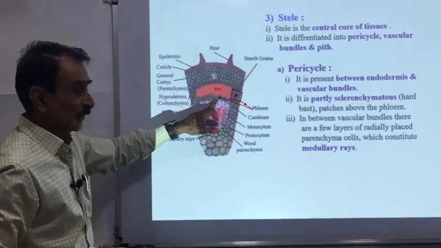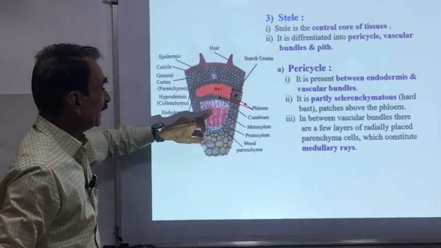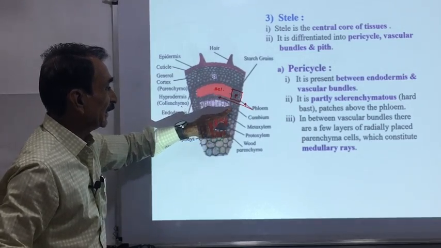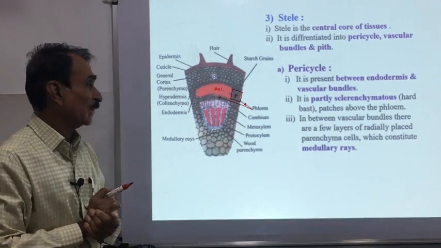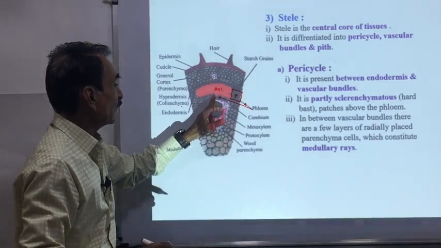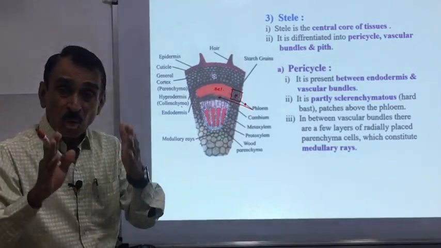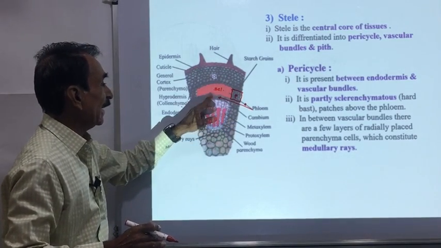Phloem is present at this place. Above the cambium, here this is a cambium. Between this xylem and phloem, there is a cambium. The vascular bundles in case of dicot stem or the sunflower stem, these are conjoint, xylem and phloem on the same radius. Collateral and open means there is a cambium between the xylem and phloem.